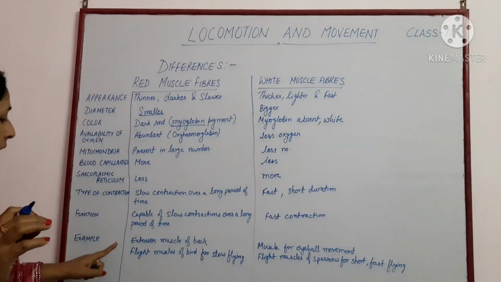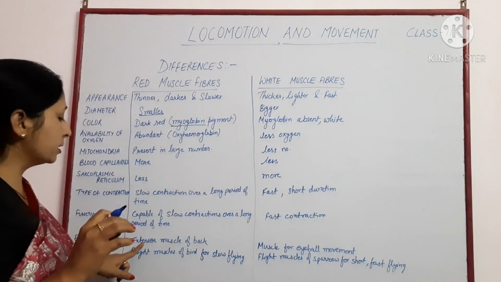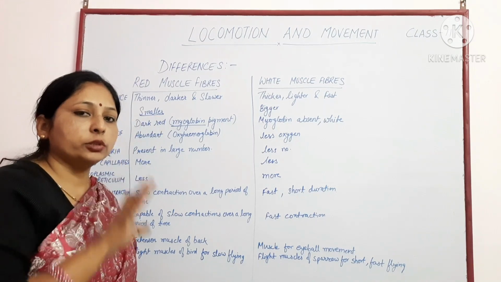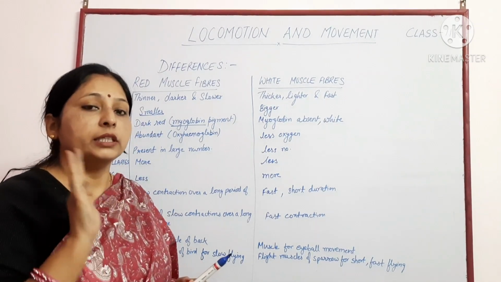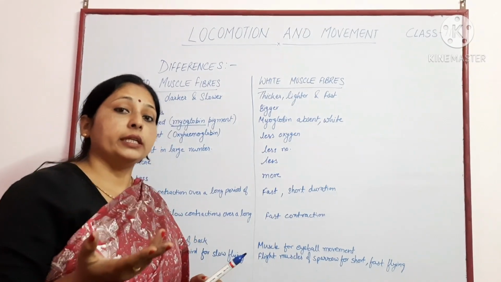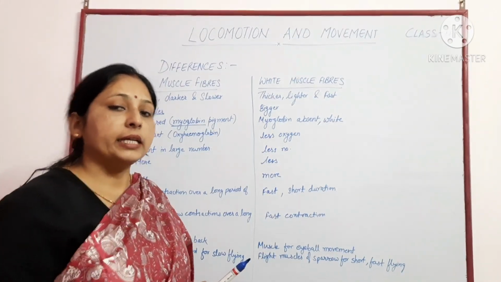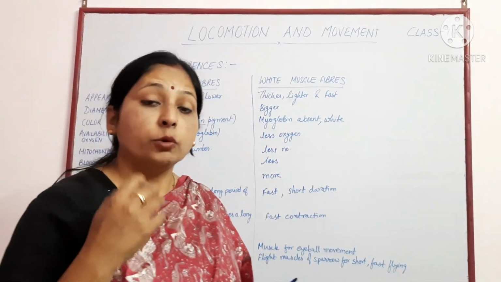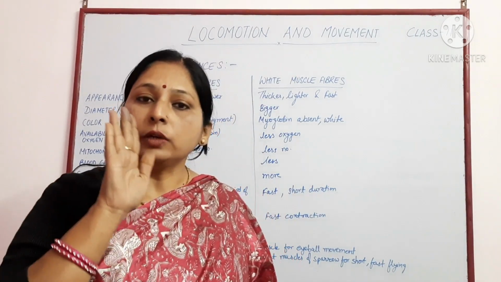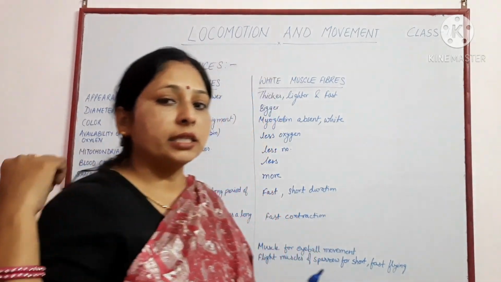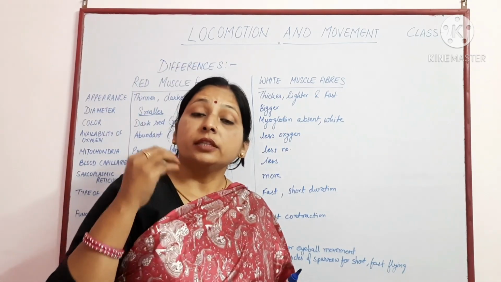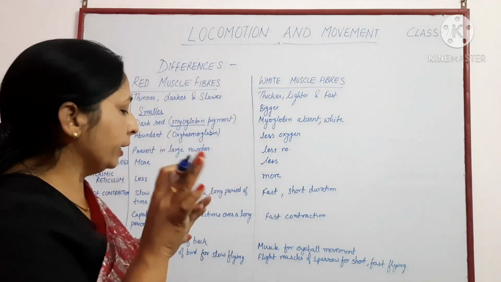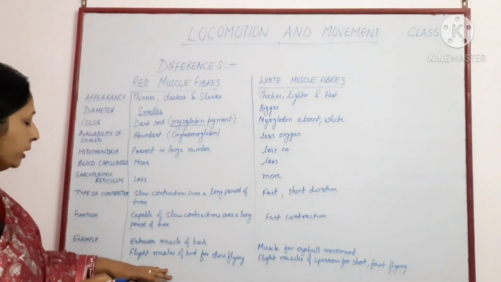For example, red muscle fibers are present in the extensor muscles of the back, which provide posture to the body. You can sit for long hours without feeling tired, without fatigue, just because the blood supply is more and the oxygen availability to these muscles is more, so it supports the body throughout the day. That is the posture role of the extensor muscle of the back. Or the flight muscles of slow moving birds, with slow wing movement, are also red muscle fibers.